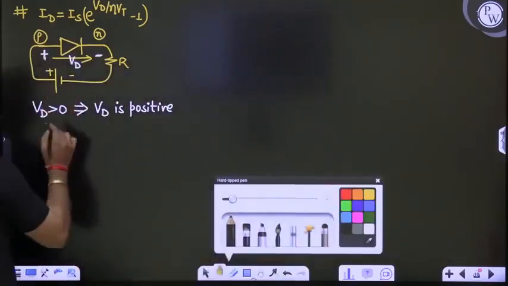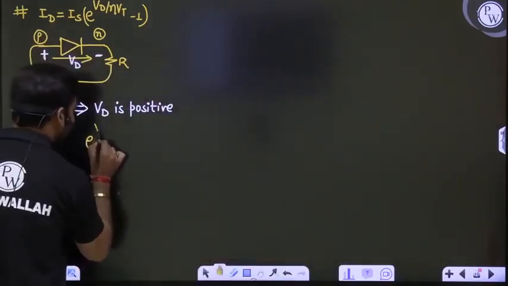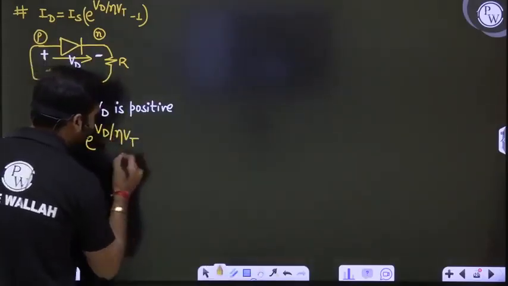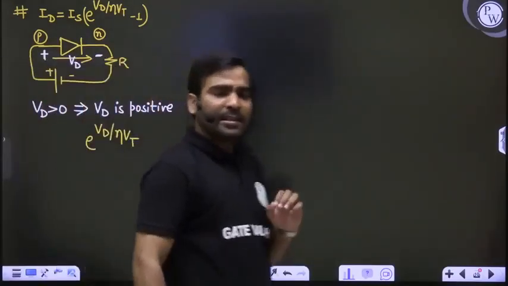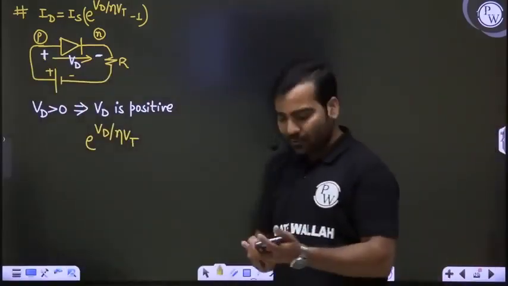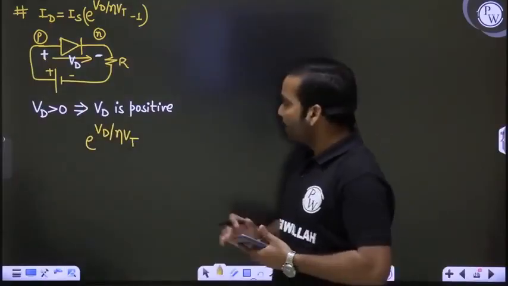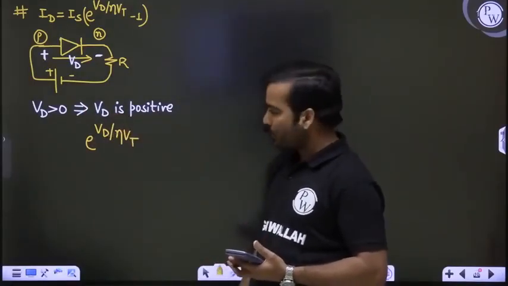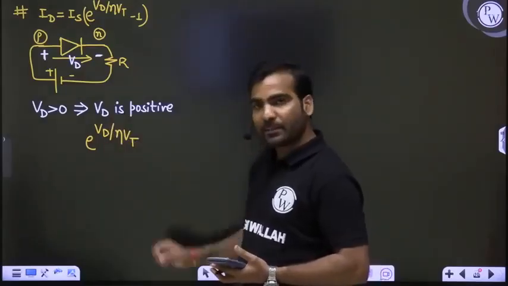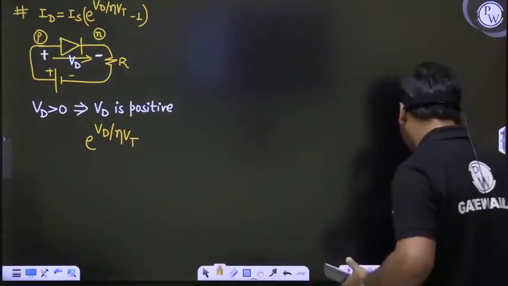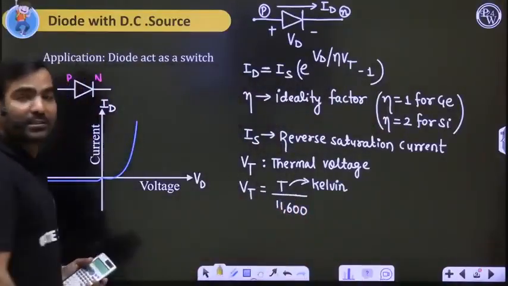Now think about this: e to the power of VD upon eta VT. This is the equation. We have a calculator, you also have a calculator. VD is a positive quantity, greater than 0, so the exponential is a positive number. VT is the thermal voltage whose value is T upon 11,600.